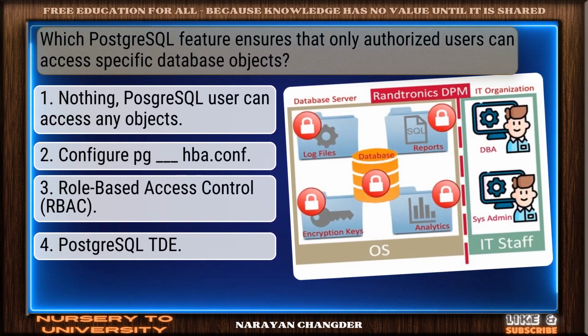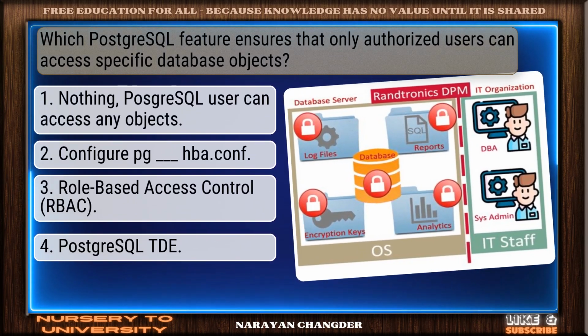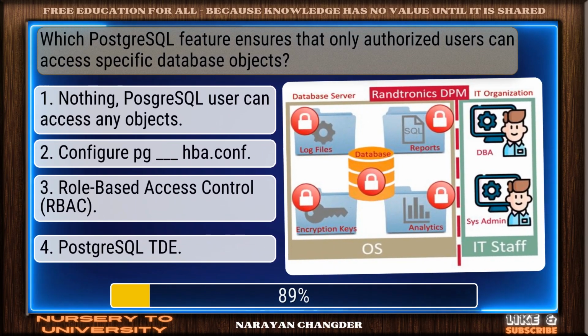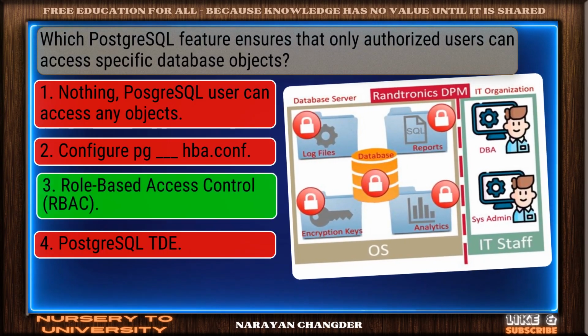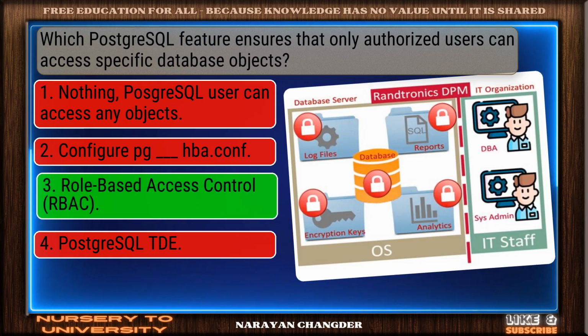Question number 11. Which PostgreSQL feature ensures that only authorized users can access specific database objects? Excellent. Role-based access control is a brilliant choice.